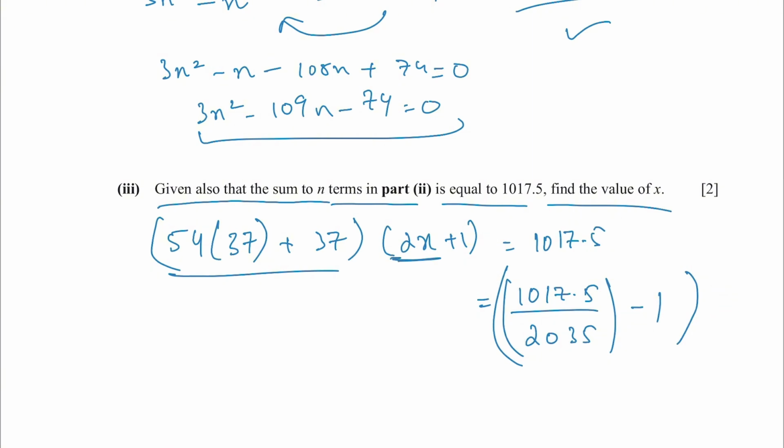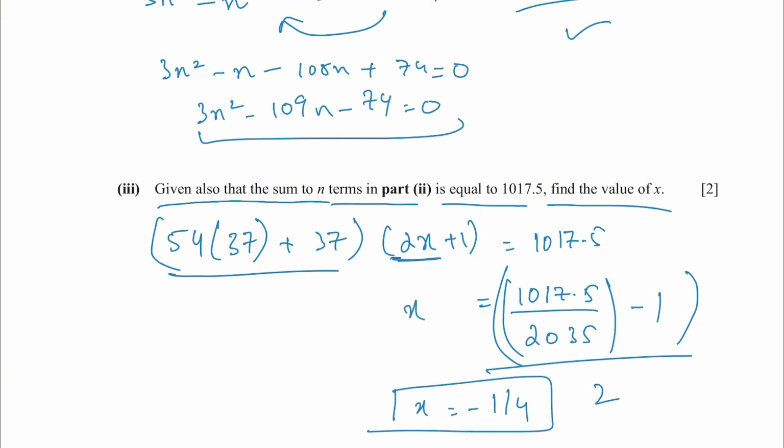We'll be dividing it by 2 since 2x is multiplied, so this will be divided by 2. So we'll be having our final answer of x as negative 1 over 4.